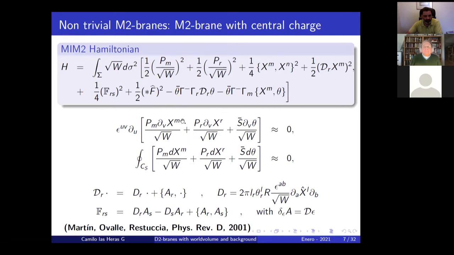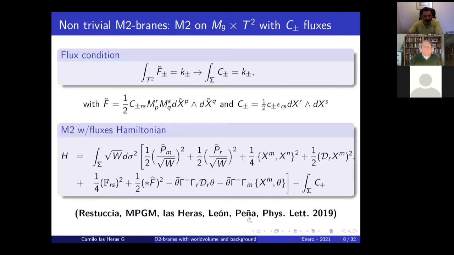This theory has some constraints related to the residual symmetry that the theory has, which is area-preserving diffeomorphisms, which in 2 dimensions are symplectomorphisms, and this is the local and the global constraint related to this symmetry. Well, so this is the Hamiltonian of a non-trivial sector of M theory. We found in this work that there is another non-trivial sector that can be understood as an M2 brane on M9 times T2, but with a C-plus-minus flux on the background.